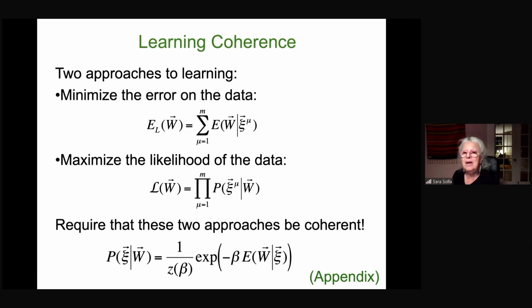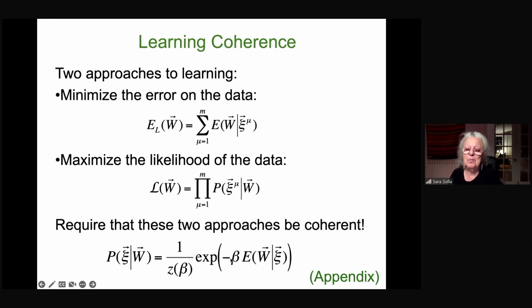So now I'm going to make a very strict requirement. I'm going to impose a very strict condition. I'm going to require that when you do one, you automatically do the other. That if your algorithm minimizes the learning error, it at the same time maximizes the likelihood of the data. Or if your algorithm maximizes the likelihood of the data, it minimizes the learning error. If you require that, it takes about 4 pages of algebra, and I have an appendix on my slides that shows that. If you make that requirement, then suddenly the P of Xi given W acquires a form.